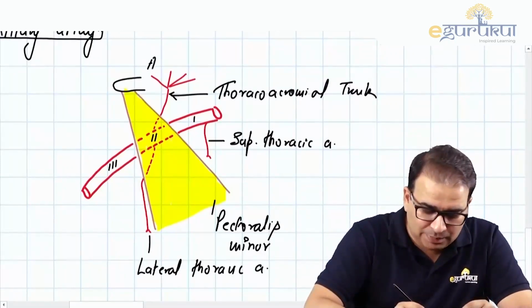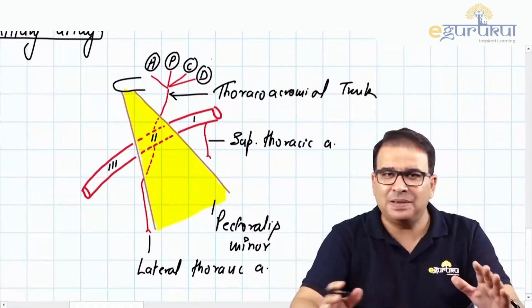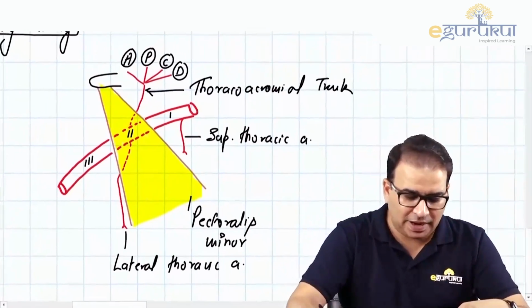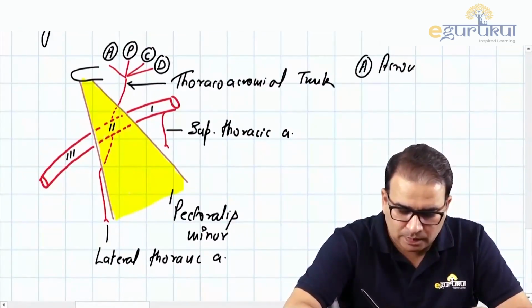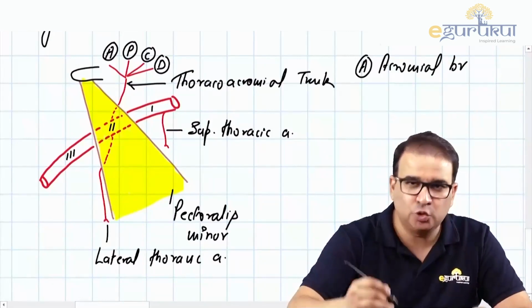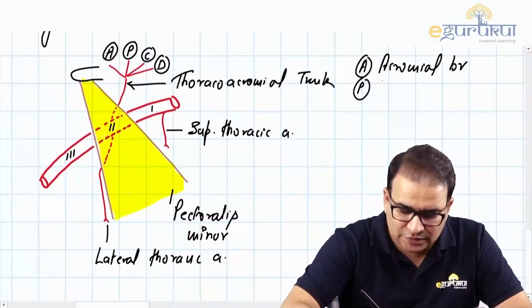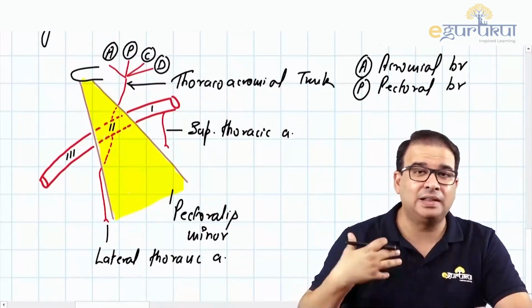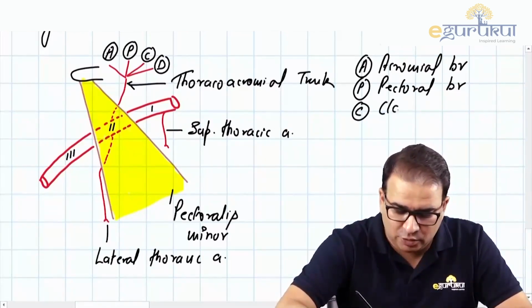And those 4 branches can be remembered as A, P, C and D. Not A, B, C, D, A, P, C, D is the right way to remember it. So 4 branches of thoracoacromial trunk. Let me write it for you. A stands for the acromial branch, so you will see a branch of this artery going toward the acromial process. P stands for the pectoral branch. Pectoral branch also supplies the mammary gland and the pectoral muscle. C is for the clavicular branch.